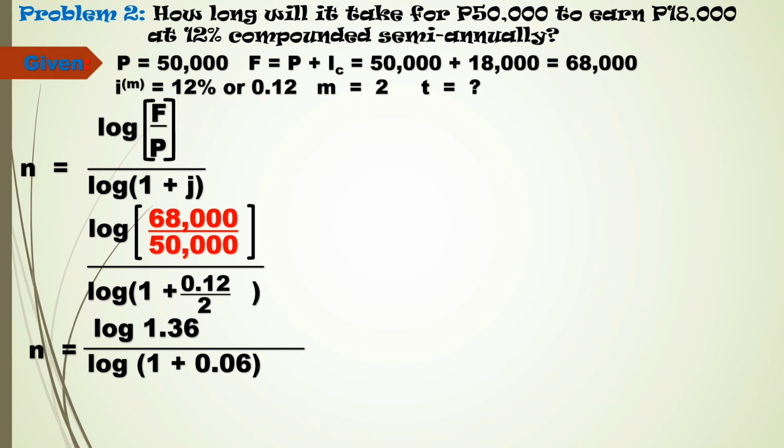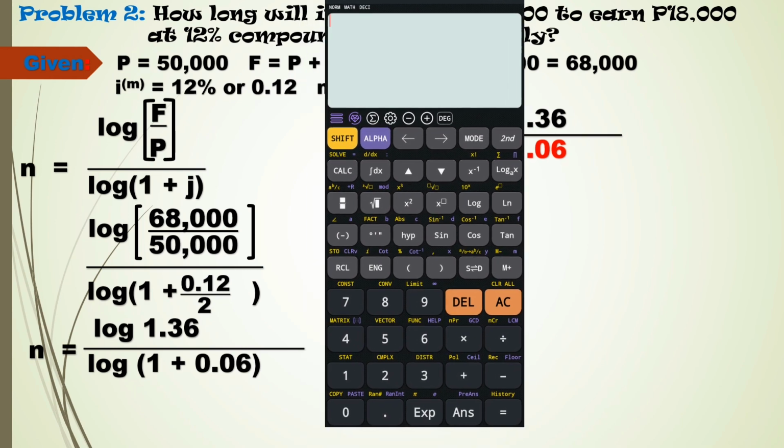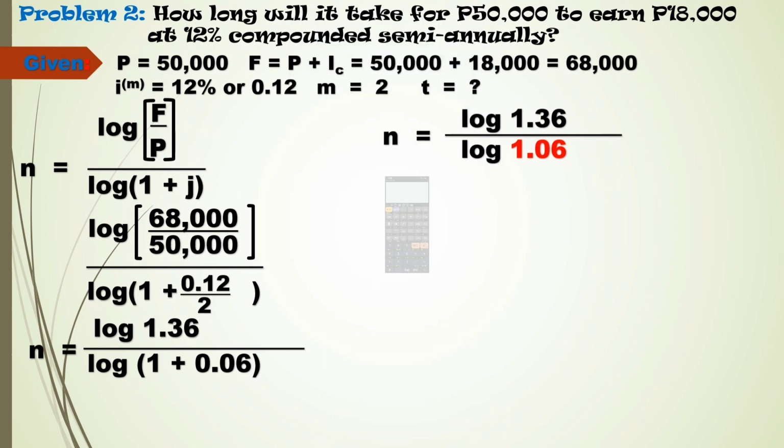Again, simplify the numerator. 68,000 divided by 50,000 equals 1.36. Simplify also the fraction part of the denominator. 0.12 divided by 2 equals 0.06. Add in the denominator. 1 plus 0.06 equals 1.06. Using a scientific calculator, get the logarithms of both the numerator and denominator.